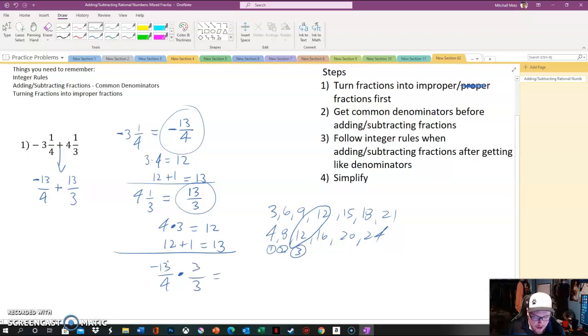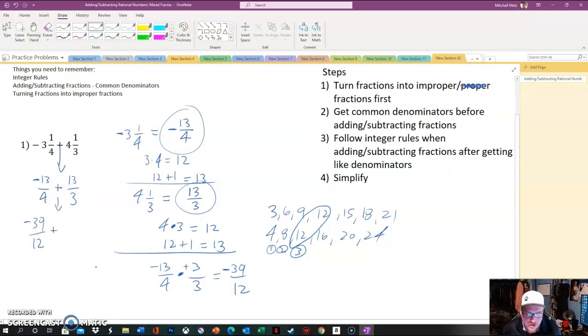And so, again, ignore the sign. 13 times 3, do signs separately. 13 times 3 is 39. And then 4 times 3 is 12. And so now you do your signs. Negative times a positive is always negative. The way you can remember that, different signs are always negative. So we're going to replace that right here, negative 39 over 12. And we're going to bring down that positive sign again.